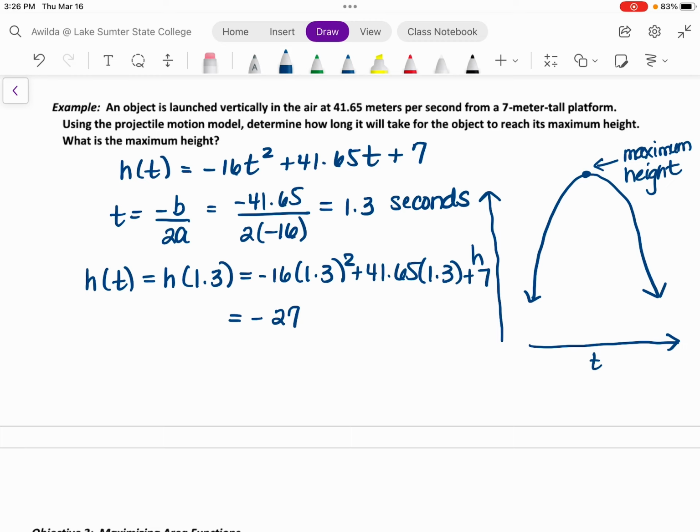And then 41.65 times 1.3 is a little bit more than 54. I'm going to round to 54. And then if we add 7, we see that we get approximately 34 feet. I'm sorry, in this case, we're talking about meters. So let's make sure that we get the right units. So about 1.3 seconds after this object is launched into the air, it will reach its maximum height, and the maximum height will be 34 meters.